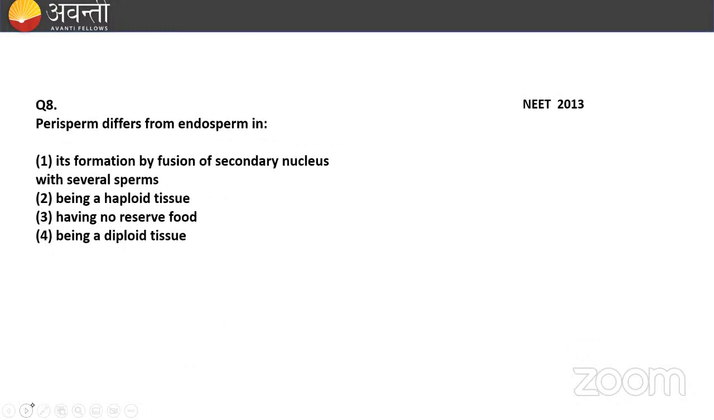Moving to next question, question number 8 says perisperm differs from endosperm in. Option 1, formation by fusion of secondary nucleus with several sperm. Option number 2 is being a haploid tissue. Option number 3 is having no reserve food. Option number 4 is being a diploid tissue. This question came in NEET 2013. They're asking the perisperm is different from endosperm in.